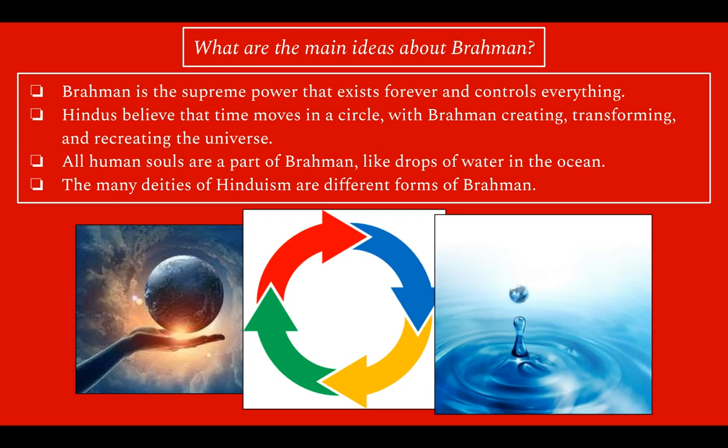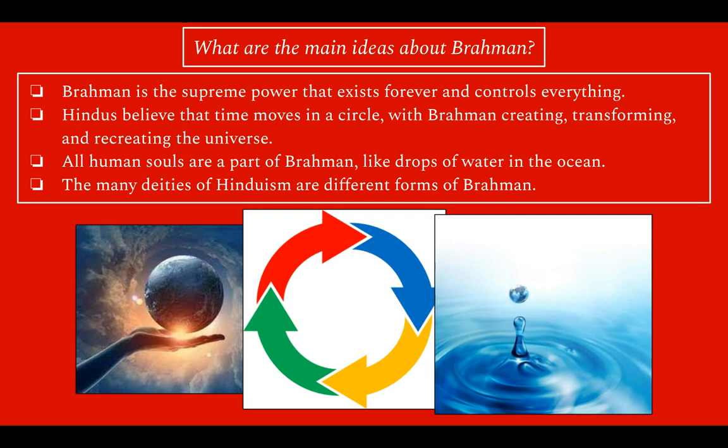So what are the main ideas about Brahman? Brahman is the supreme power that exists forever and controls everything. Think of it as the main, largest, and kind of all-encompassing Hindu god, right? Hindus believe that time moves in a circle, with Brahman, this universal God that controls everything, creating, transforming, and recreating the universe. He just has that power to create, transform, and recreate it in this cycle.